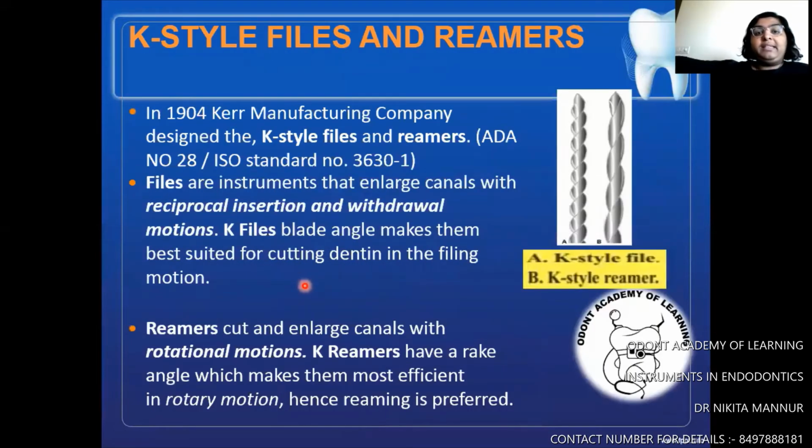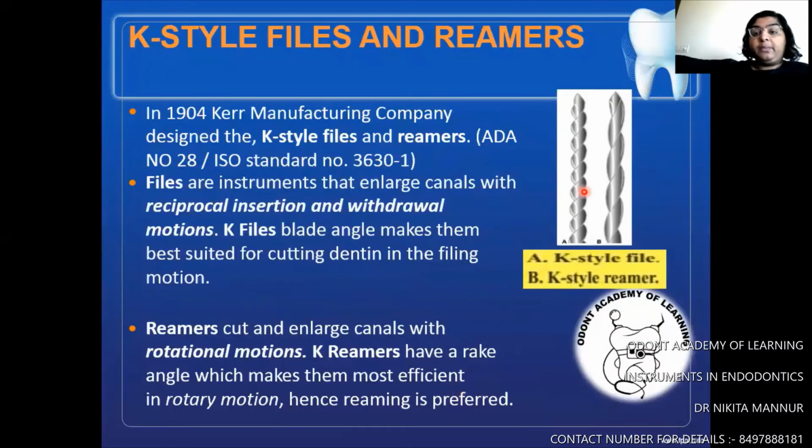And coming to K files and reamers. So Kerr company designed the K file and reamer. The files enlarge the canals with reciprocal insertion and withdrawal motion. Mostly we use the K file in watch winding motion, that is quarter turn clockwise and then anti-clockwise. K files' blade angle makes them best suited for cutting dentine in the filing motion. Reamers cut and enlarge canals with rotational motions, whereas K reamers have a rake angle which makes them most efficient in rotary motion, hence reaming motion is preferred.